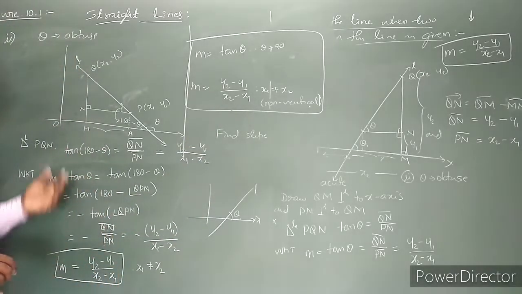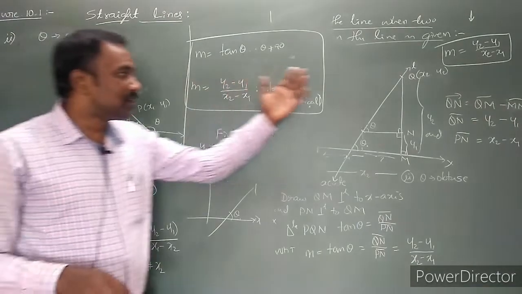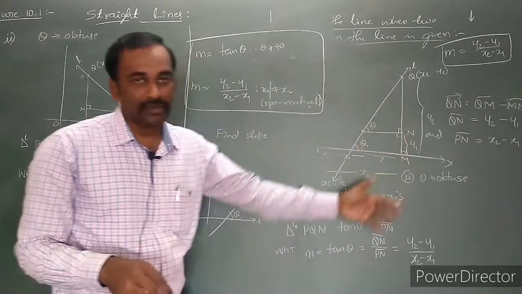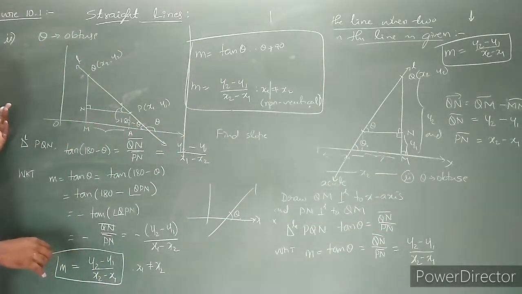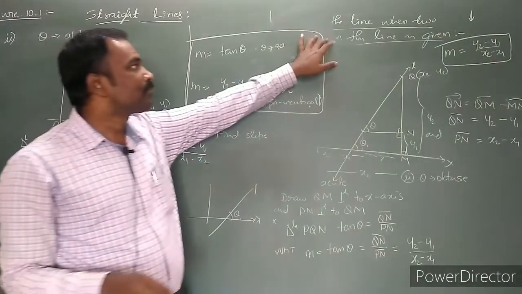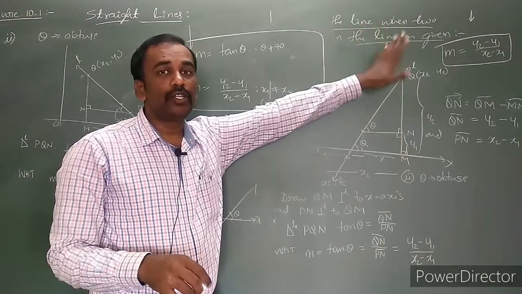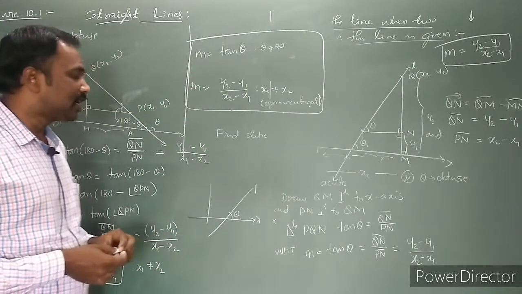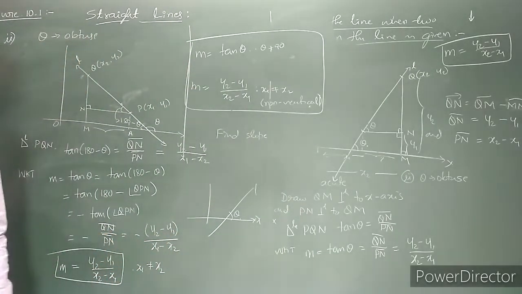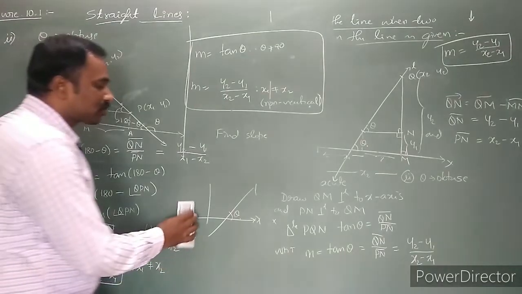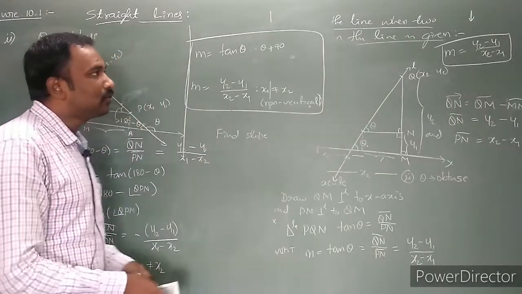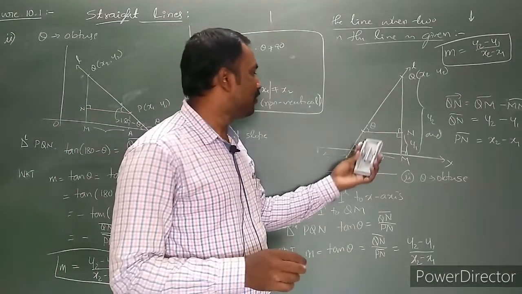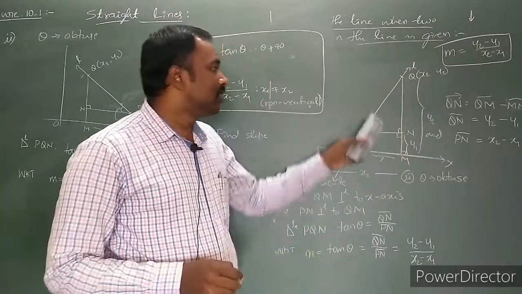So you just remember this thing and remember the derivation also. First formula derivation is not required, but the second thing, slope of the line, whenever 2 points of the line are given, this derivation will be asked. How they will ask the question is: derive the slope of the line. The given 2 points are x1, y1 and x2, y2.